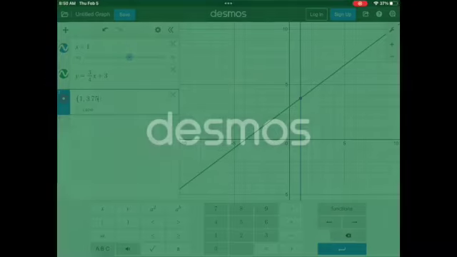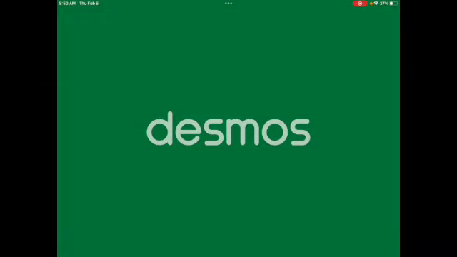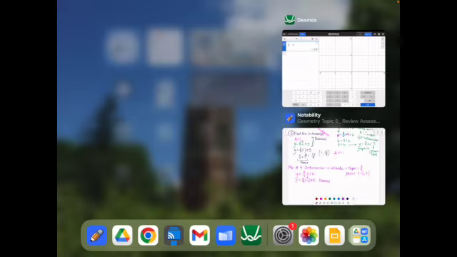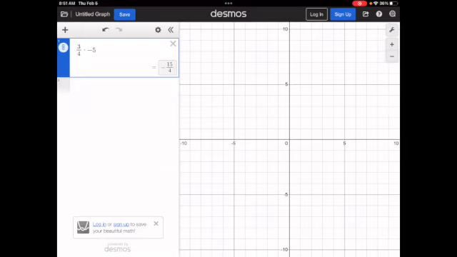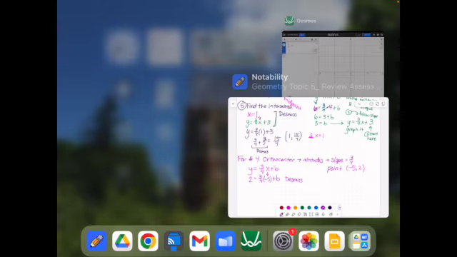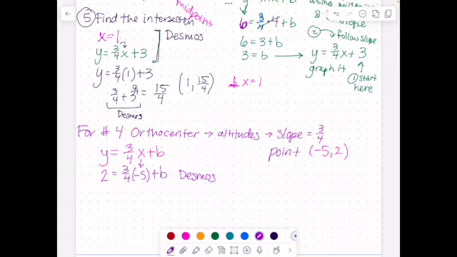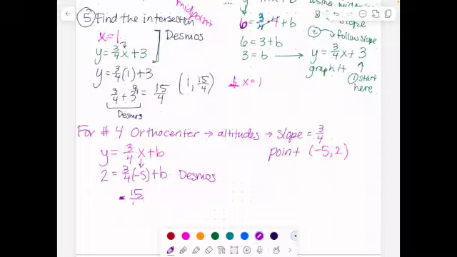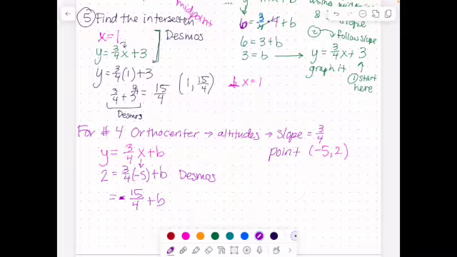So we would have, whoa, gotta wait. So we're going to do 3/4 times by -5 would be -3.75. Actually, I'm going to leave it as the fraction. -15/4. So we have -15/4 plus b is equal to 2.